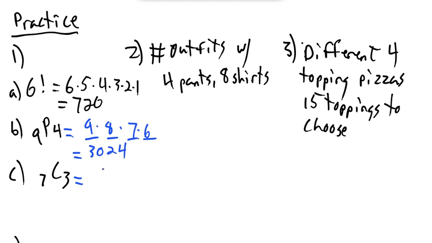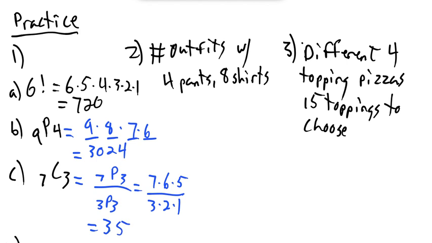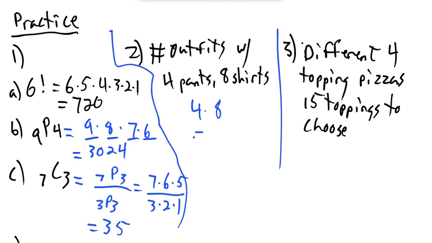Right, 7 choose 3. This one's a little trickier. We said this is the same thing as 7P3 divided by 3P3. So this is going to be 7 times 6 times 5 divided by 3 times 2 times 1. Or this will be equal to 35. Now for problem 2, it says we're looking for the number of outfits when we have 4 pairs of pants and 8 shirts. This is just that multiplication principle where we say we have 4 different options for the first one and we have 8 different options for the second one. So our total number of options is going to be 32 different outfits.